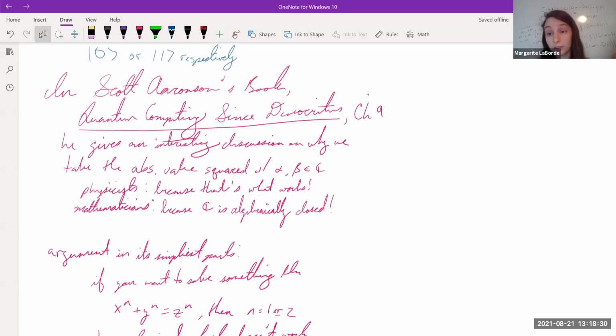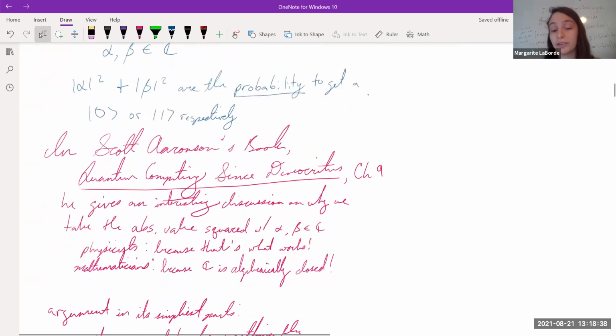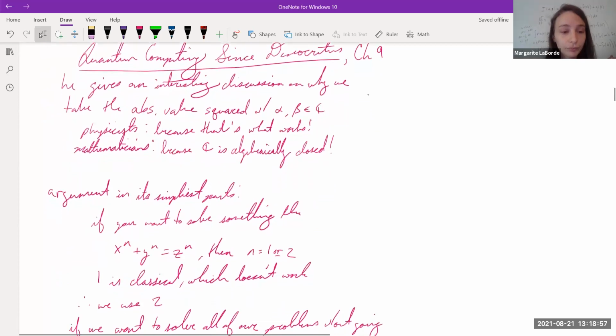Physicists will say we do this because this is what works. If you do experiments, nature behaves like these probability amplitudes, and it works out better when they're complex. Mathematicians might say that you have to have alpha and beta be complex numbers because the complex numbers are algebraically closed, and so they can solve all of their own equations without going to a higher space.